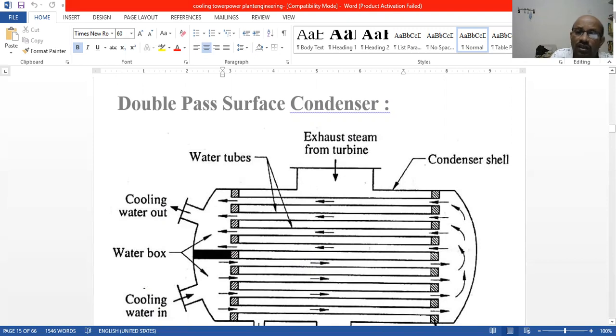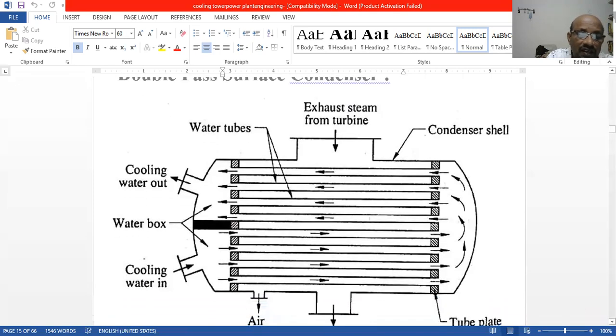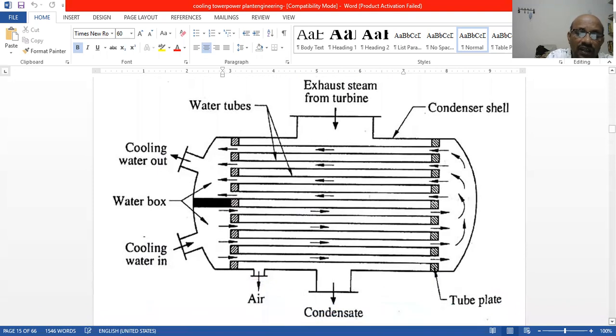With this cooling water, the steam is going to be converted into water. That is one of the surface condenser's advantages. It is somewhat tough in the other type, so here there is no need for that.